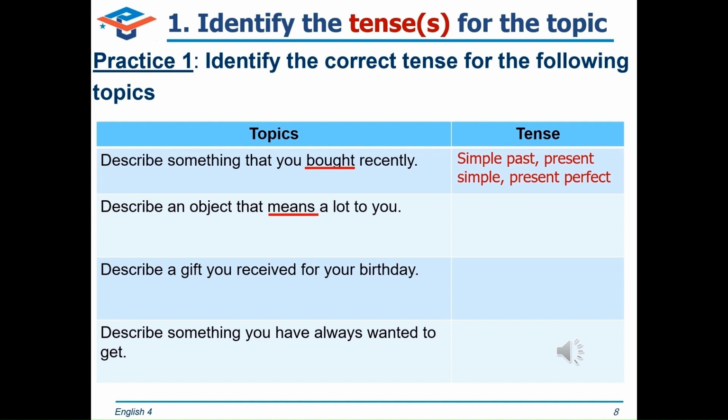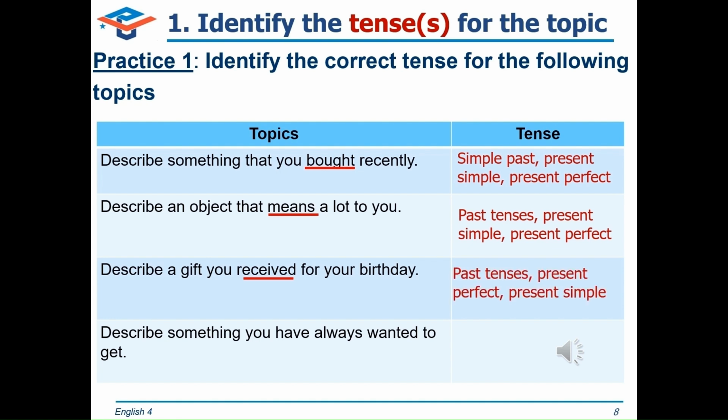The second topic, the main verb, is means. It is in present simple tense. So in your answer, you can use past tenses, present simple, and present perfect. The third topic, the main verb, is receive. In your talk, you can use past tenses, present simple, and present perfect.